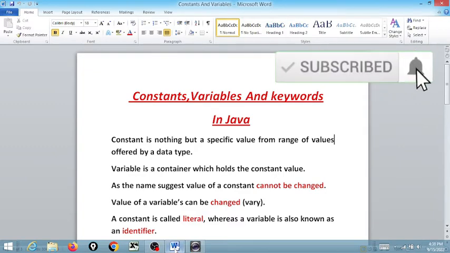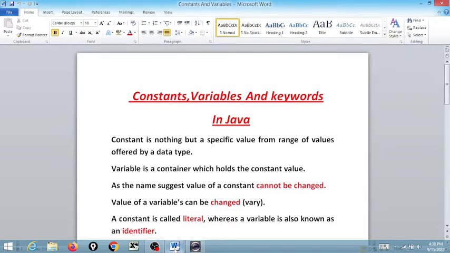Now, what is a constant? A constant is nothing but a specific value from a range of values offered by a data type in a particular language. Now, what is a variable? A variable is a name given to a location in memory, or you can say a variable is a container which holds constant values. Make it very clear in your mind: if you want to store a constant, you must store it in a variable. A variable can store a constant, and a constant can be stored only in a variable.